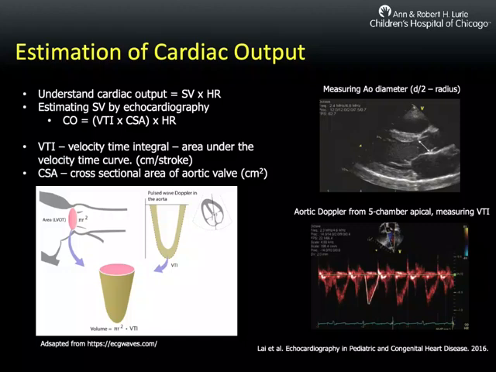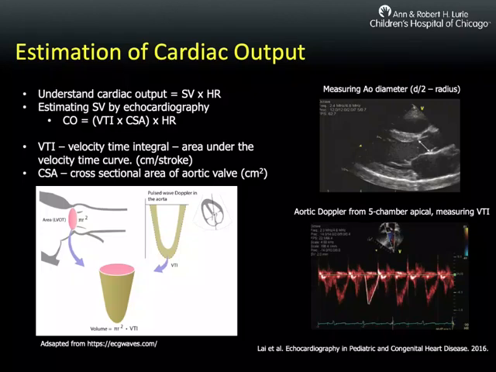Here, using the understanding that cardiac output is stroke volume times heart rate, we can estimate stroke volume using echocardiography by this method. What we're doing is, one, measuring the cross-sectional area of the aortic valve, which we can do in the parasternal long axis. And then, in order to get the volume, we use something called the velocity time integral.